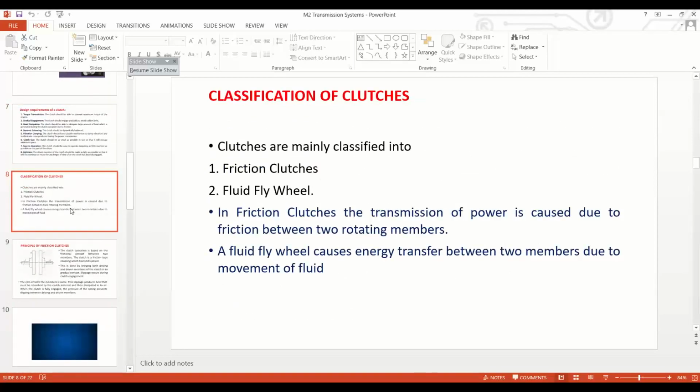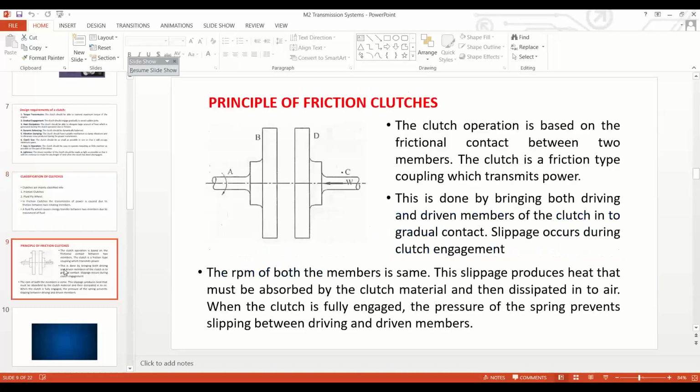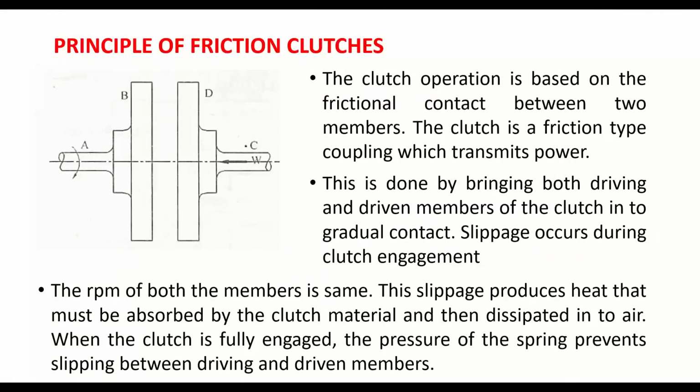Then we also discussed the different types of clutches: friction clutches and fluid flywheel clutches. In friction clutches, the transmission of power is caused due to friction between two rotating members. And in fluid flywheel clutches, energy transfer between two members takes place because of the movement of fluid. We stopped at this point, the principle of operation of clutches. So how does a clutch work?